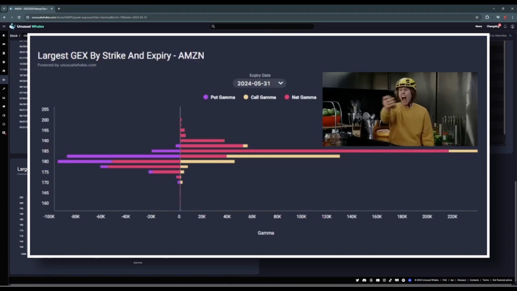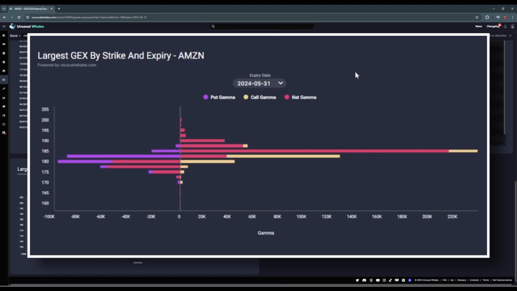Participants trading these options are likely to be doing faster trades, in and out. So one thing we can do here is hide the net gamma and just look at the call and put gamma again to see the biggest call strikes and the biggest put strikes. Now, again, this is based on open interest and gets built out each morning when open interest updates.